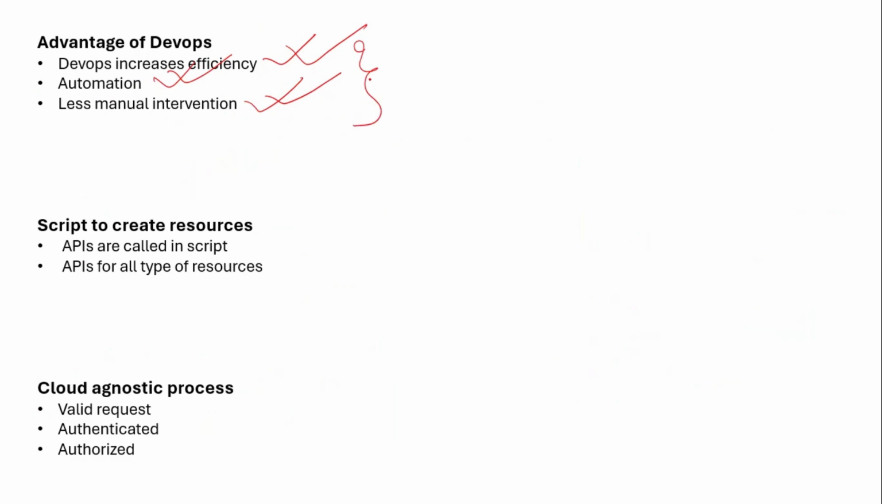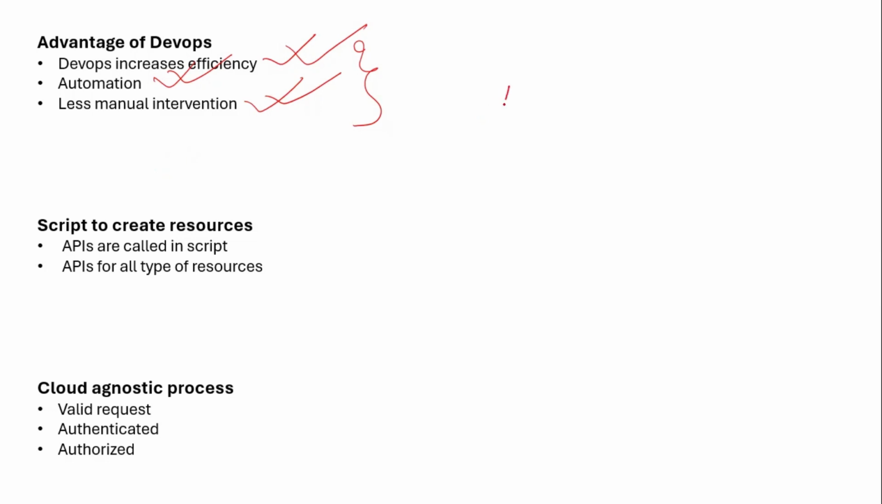Why? Because of the main advantage, the pillar of DevOps. What is the main advantage of DevOps? It increases efficiency. DevOps brings automation. DevOps allows us to have very little manual intervention. This is what we heard from day one of the session itself. Now, how can we have automation and increase efficiency? With the use of APIs, certainly.